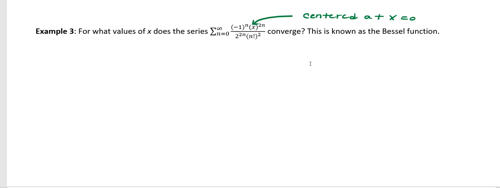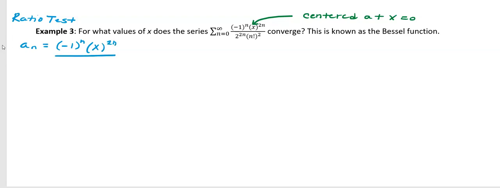Okay, so since we've been talking about the ratio test, that's what we're going to continue to use. And this is a great one for that due to the factorial. We need to determine what our a sub n is, which is the sequence that's given to us: -1 to the n, x to the 2n, over 2 to the 2n, times n factorial squared.